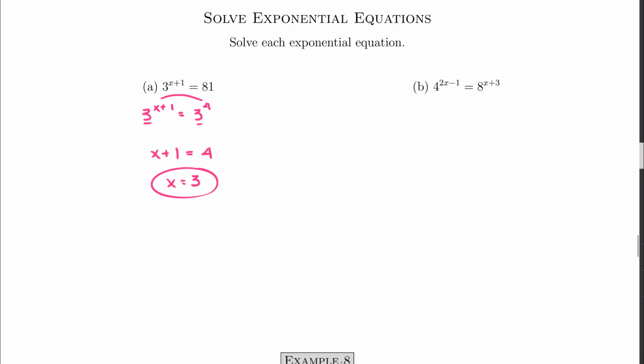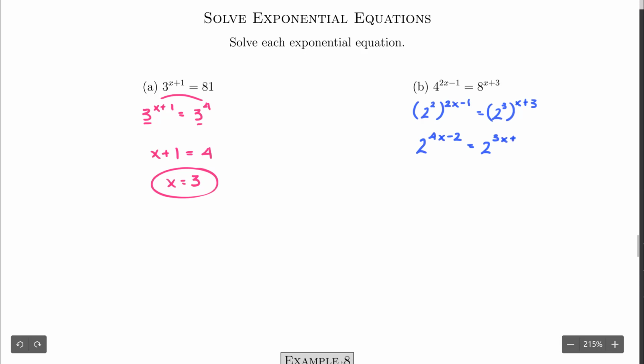Part B, same thing. What we need to do now, though, is we note that we can't write 8 as a base 4 exponent, and we can't write 4 as a base 8 exponent, so we have to come up with something else. Well, in both cases, these can both be written as a base 2 exponent. And then we raise them to their original exponents here. So one of our rules of exponents is when you raise a power to a power, you multiply them together. So here I get 2 to the 4x minus 2 is equal to 2 to the 3x plus 9.